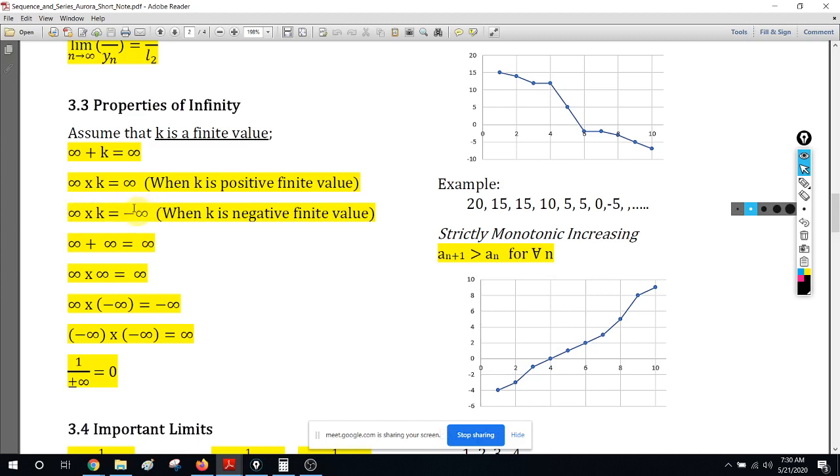Minus infinity. If you add infinity to infinity, because infinity means a very, very large number, the result is going to be again infinity.